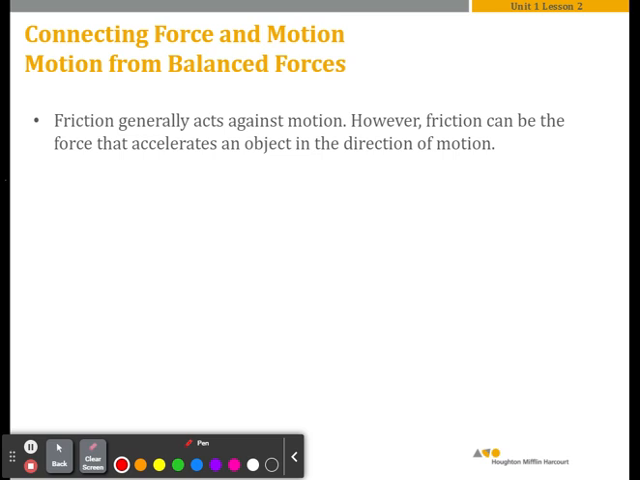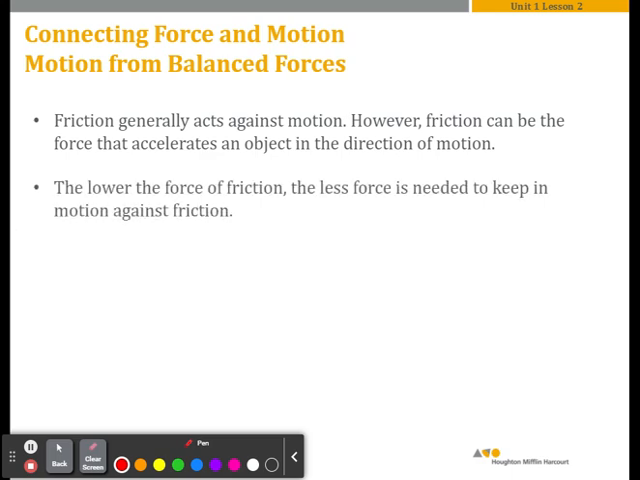Friction, when an object is moving, typically friction is the force that acts against that motion. It is possible for friction to accelerate an object in the direction of motion, but that is a special case. So typically we say friction acts against motion. Friction is a force. So force is a vector quantity. So friction has both direction and magnitude.